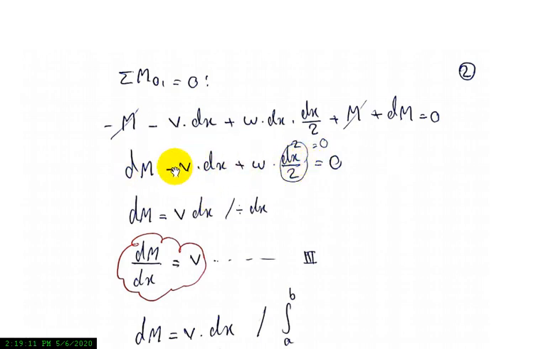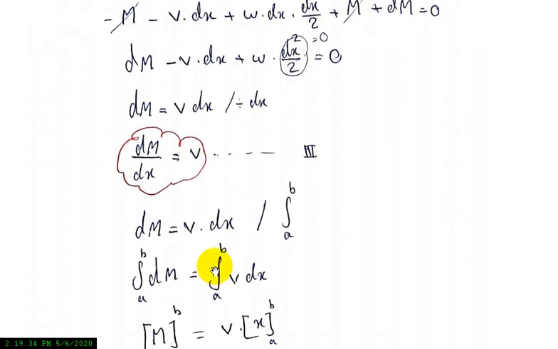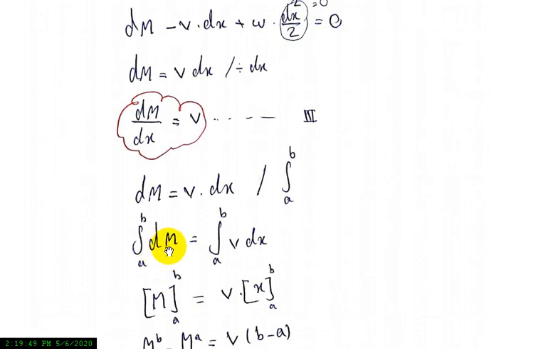We change the position of this part to the other side of the equation, and the sign changes to positive. So we divide both sides of the equation by dx: dM/dx equals V. It is the third equation, and it shows that the derivative of moment along the x direction equals the shear. Then we change the position of dx: dM equals V multiplied by dx, and we take the definite integral of both sides of the equation. The integral from a to b of dM equals the integral from a to b of V dx.